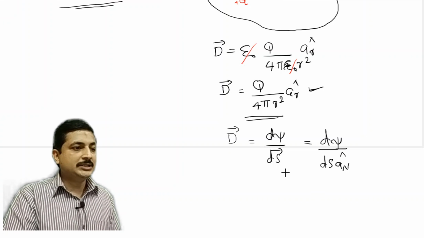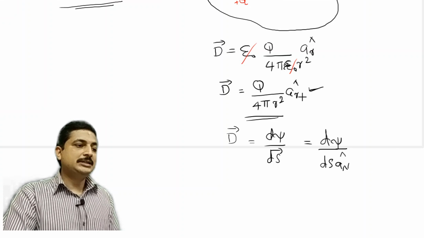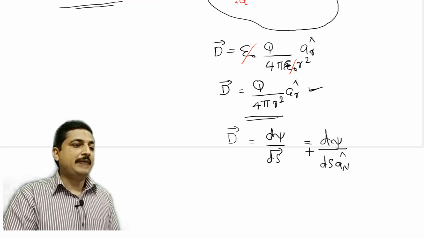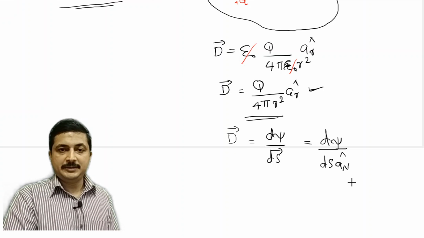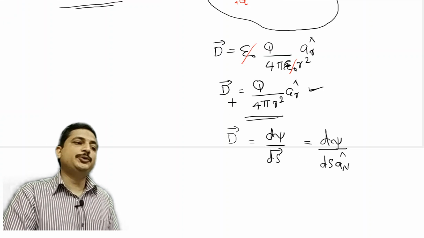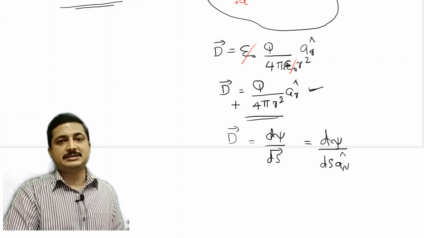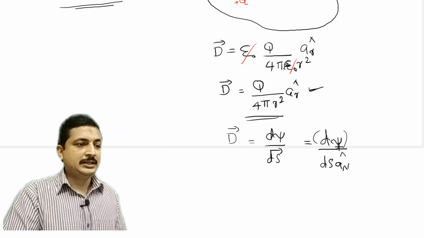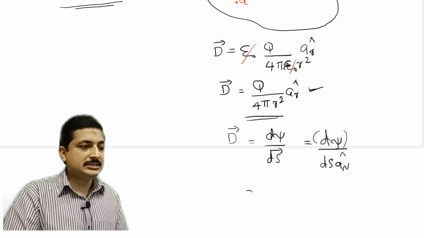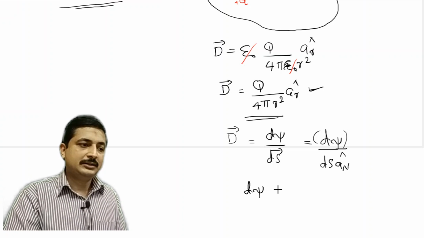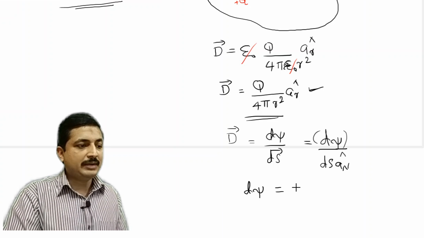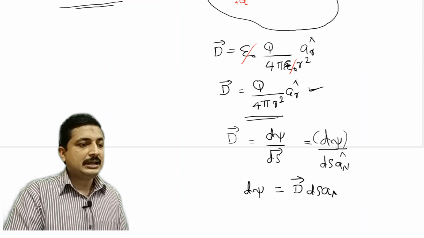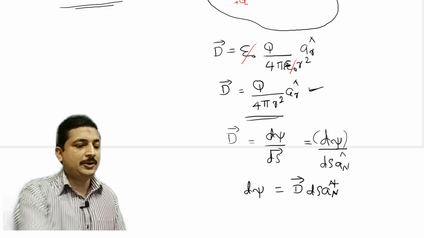So from this, can you write an expression for d psi? Now I have D vector as Q by 4 pi r square A R cap, and I have D vector as d psi by ds A N cap. My intention is not to find D vector, my intention is to find flux, total flux. Flux is represented by psi. So from this expression, let us try to take what is d psi. So what is d psi? D psi is nothing but D vector dot ds A N cap. Yes or no?